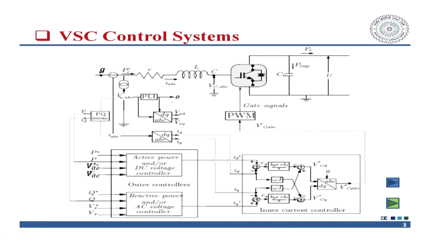Generally, this is your grid point, and we say that it is the PCC. If you wish to inject a certain amount of reactive or active power with the presence of an active source in the DC link, then you have to have a PQ control.